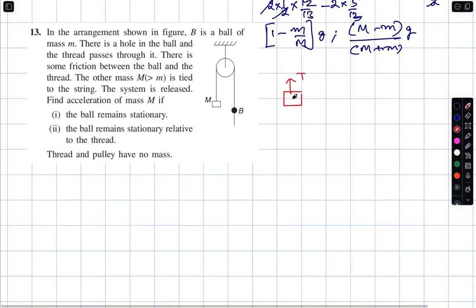Right. mg. Sorry, capital letters required.